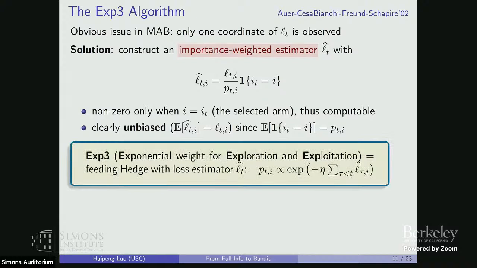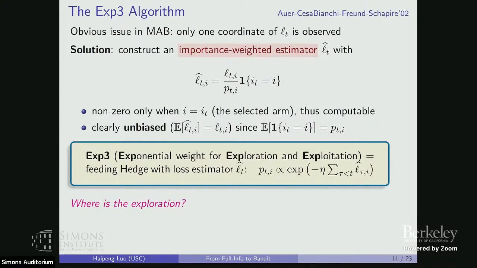And as I said, once you have an estimator, all you need to do is feed this estimator to the full info algorithm, as if this is a full info problem. If you do this, you feed this to Hedge, you get the classical algorithm EXP3. It stands for exponential weight for exploration and exploitation. And again, this is the update rule of the algorithm, and instead of using L here, you use L hat.